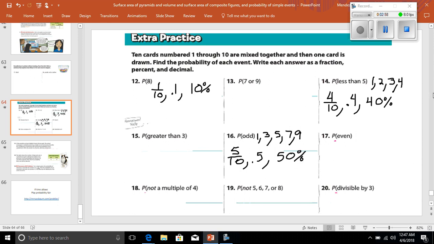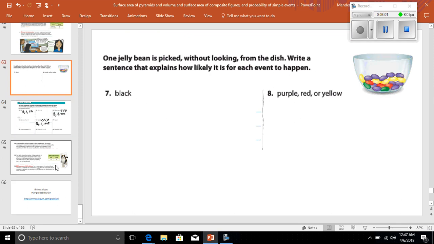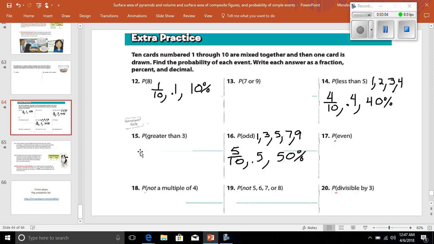Number 18 will be our next one. Number 18 is not a multiple of 4. If you think of multiples of 4, you know that out of 1 through 10, you've got 4, and 4 times 2 would be 8, and you can't go higher than that because 4 times 3 would be bigger than 10.